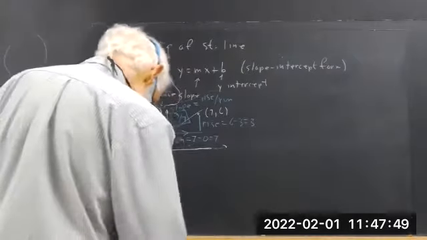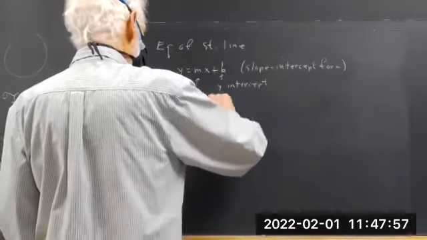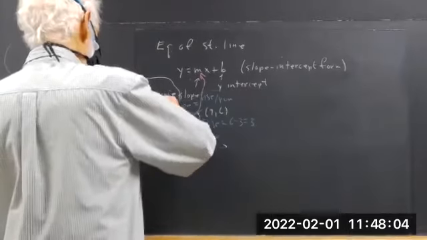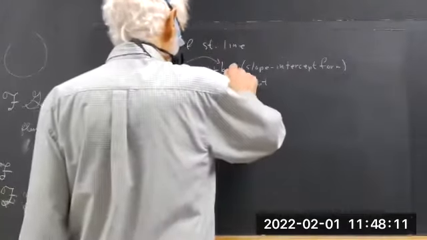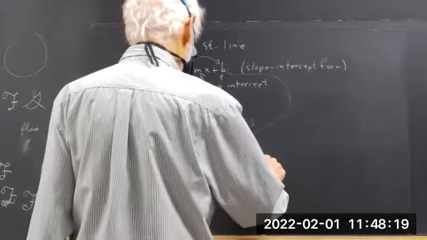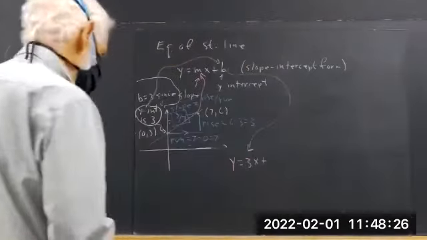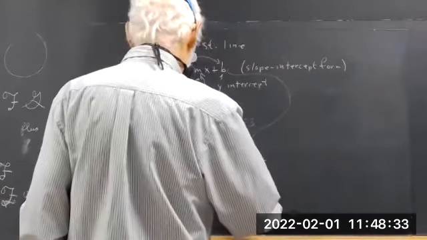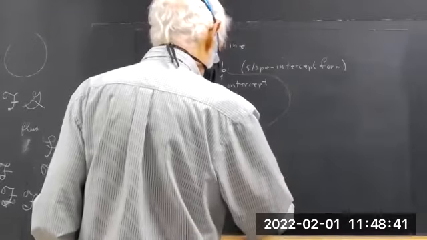Well, now I've got my slope and I've got my y-intercept. What am I going to do with them? The slope goes here. The y-intercept, 3, goes here. What do we get? The slope goes here. Yeah, 3/7 x plus 3.